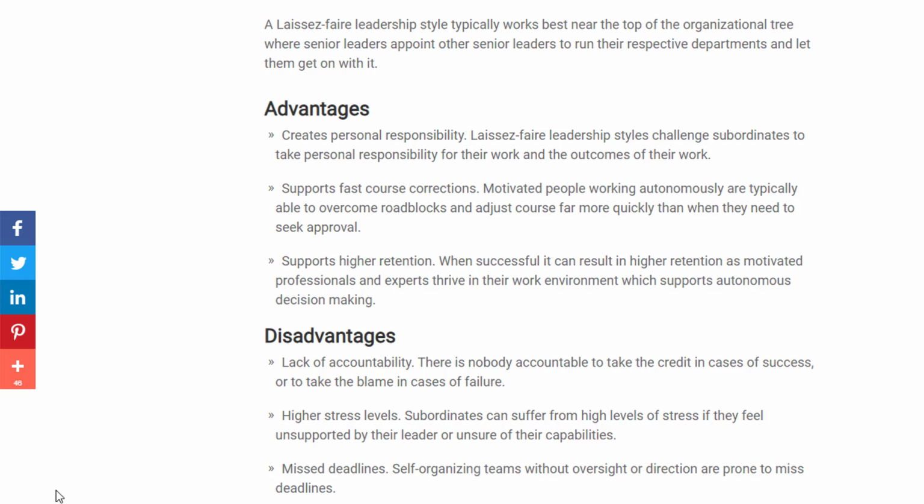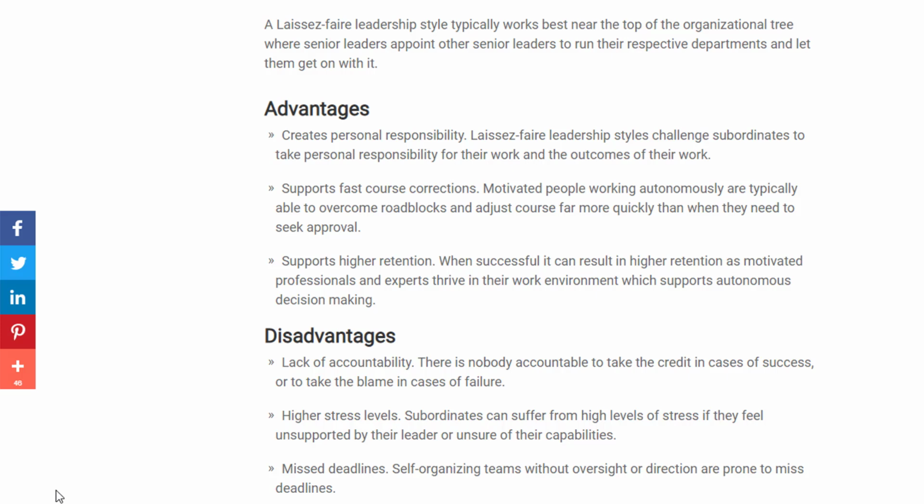Supports fast course corrections. Motivated people working autonomously are typically able to overcome roadblocks and adjust course far more quickly than when they need to seek approval. So you don't have to go to the boss every minute to get something done. You can do it quickly because it's up to you. You're given free reign. Laissez-faire, hands off, to do what you want. So of course, if you see something going wrong, you can easily course correct without having to go and ask the boss for permission.